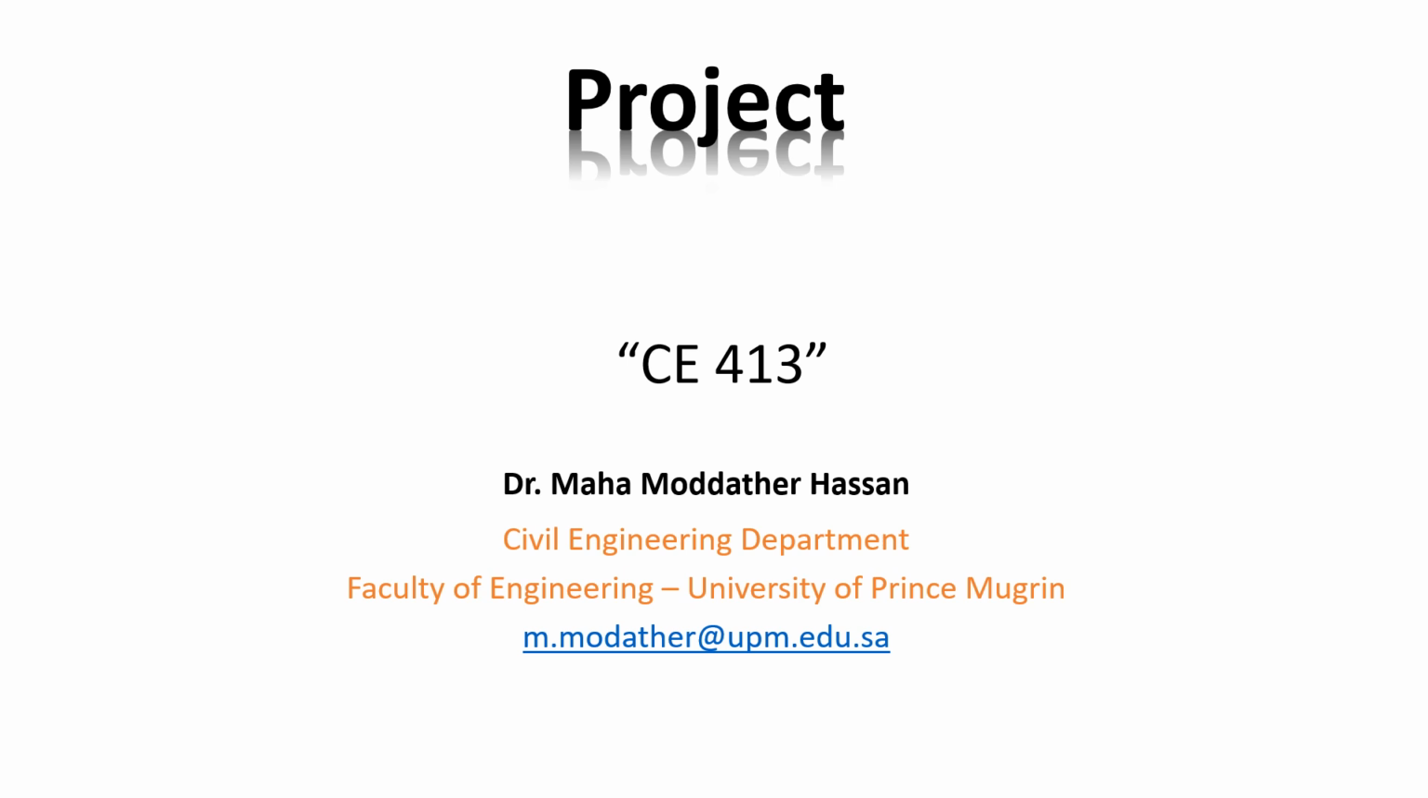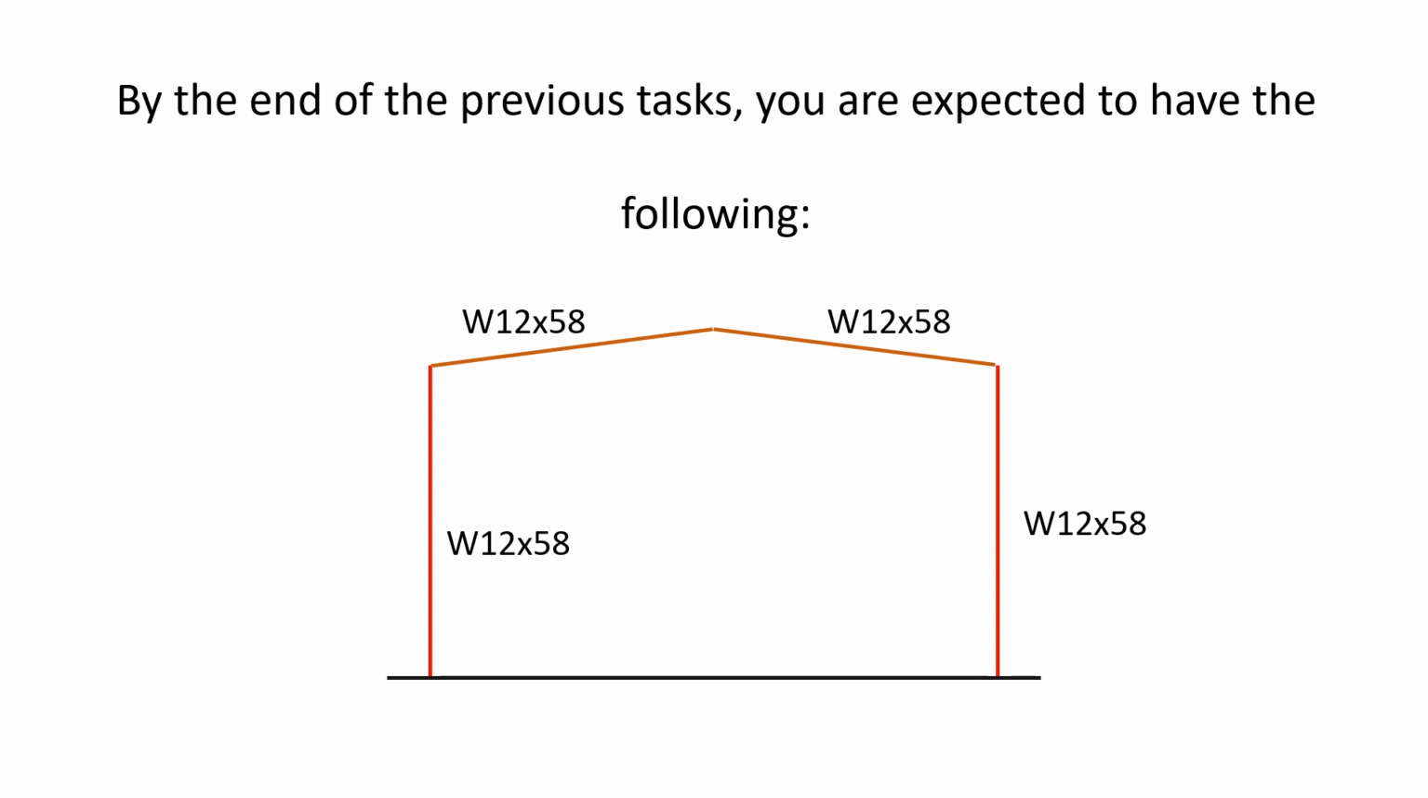We will see how to design or check our design using SAP and perform the needed changes to the member selection, considering the American sections that we are designing using in this course. By the end of the previous task, you already designed the beam and beam columns, and you arrived at this section in front of you.